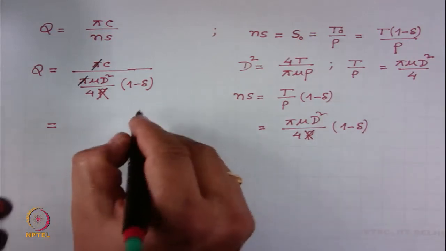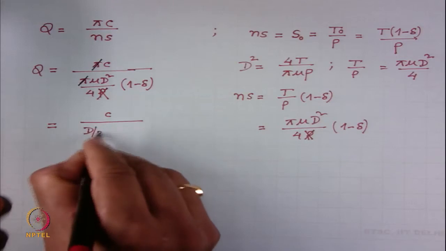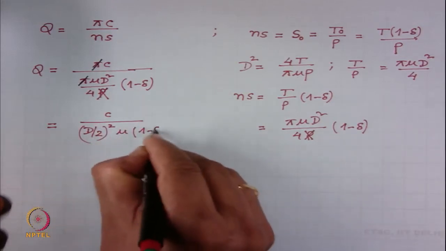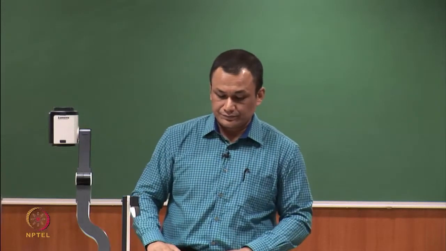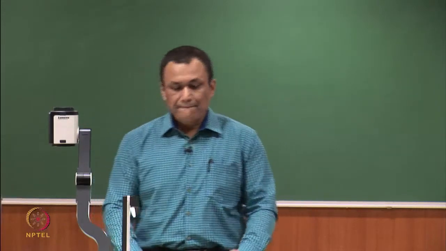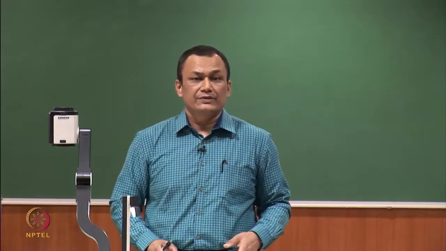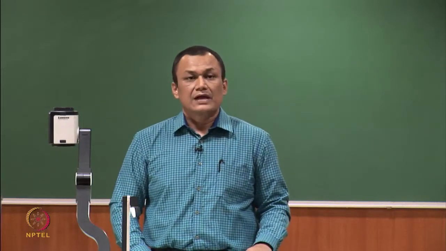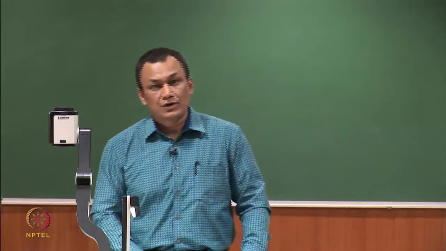So, we can write it further, small c by d by 2 square mu into 1 minus retraction. So, this is about capital Q. Okay. Now, we would like to derive the expression for fiber path at different radius. So, zeta versus small r.